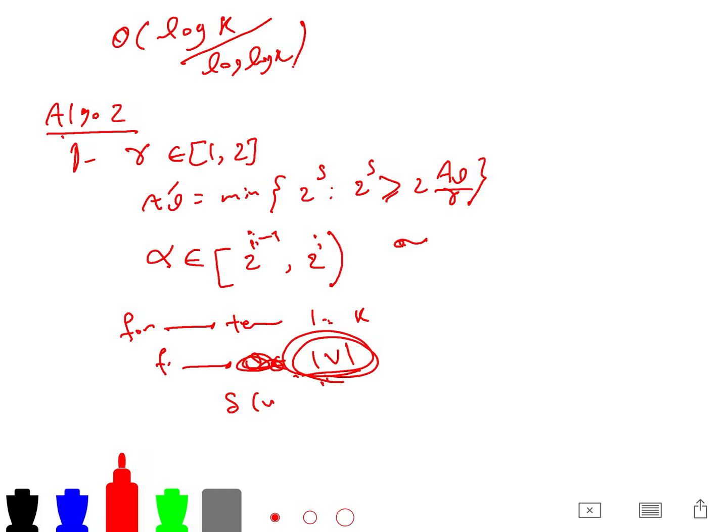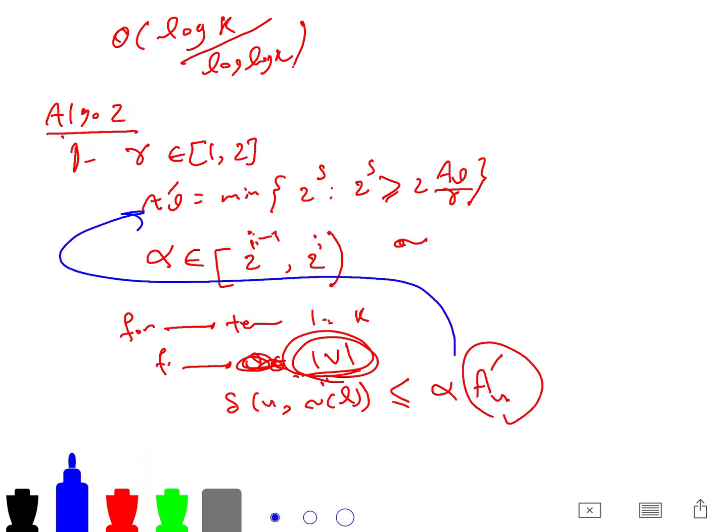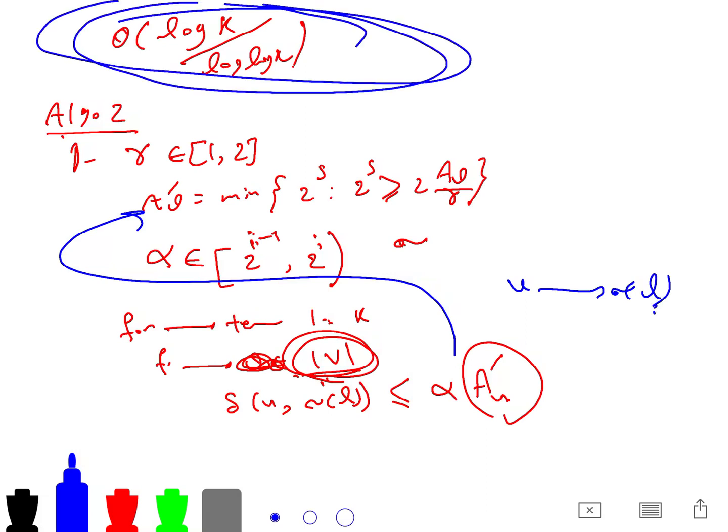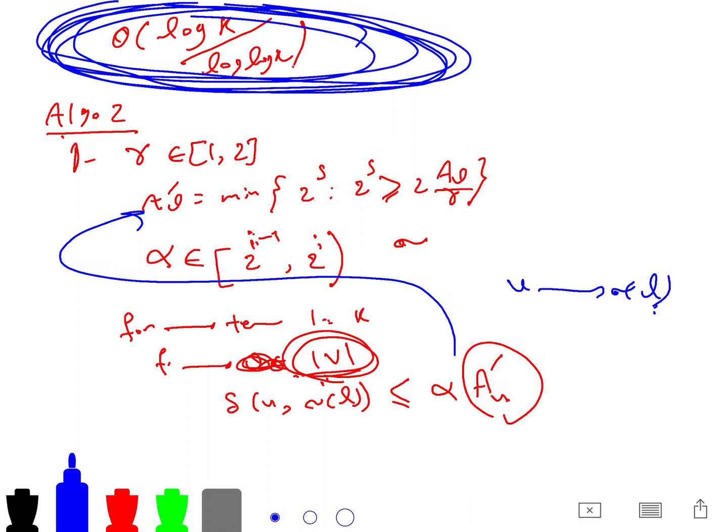And the only difference between the CKR algorithm and this improved algorithm is that the distance between U and sigma L is now less than alpha A prime of U instead of A of U. And A prime of U is what we have introduced here. And then we assign vertex U to terminal sigma L. And it is proof that you get a much better factor, much better approximation.